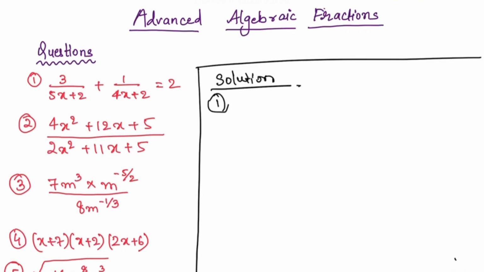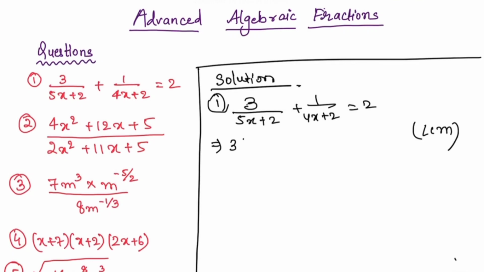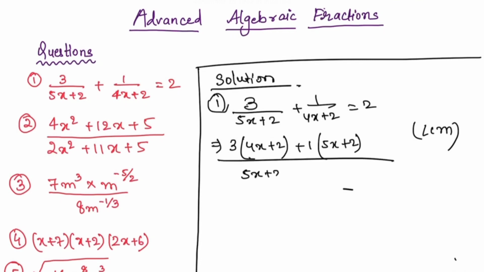The first question says 3 over 5x plus 2 plus 1 over 4x plus 2 equals 2. Now, the first step is that we'll take the LCM, okay? When we take the LCM of these, it will become 3 bracket 4x plus 2 plus 1 bracket 5x plus 2, over 5x plus 2 and 4x plus 2 all together, equals 2. Clear? Next, we will just solve it.